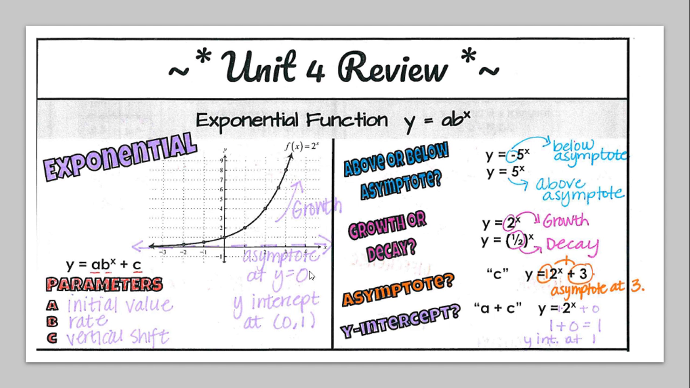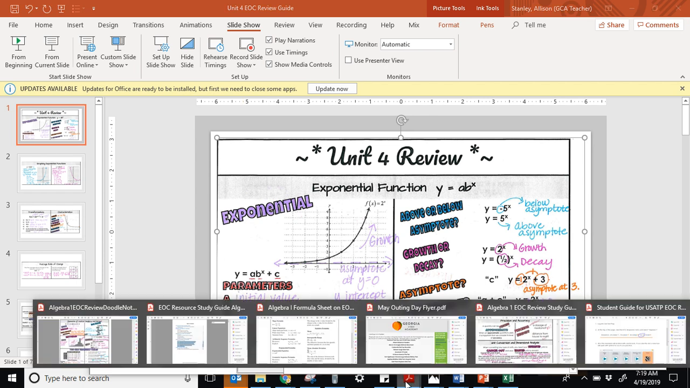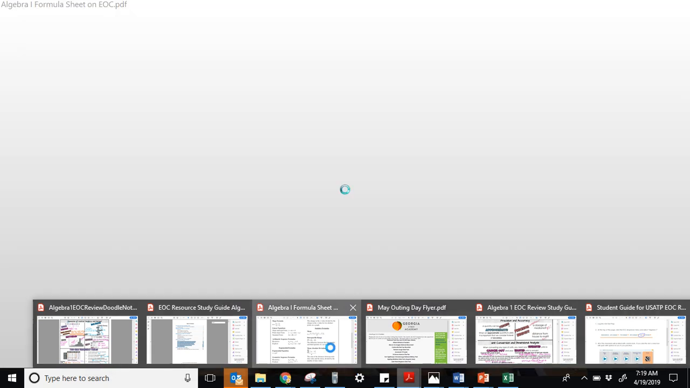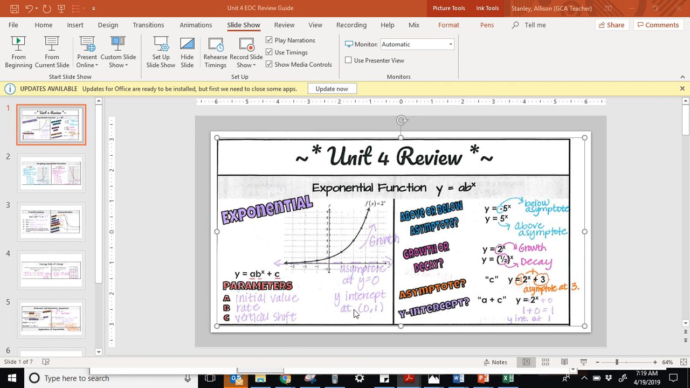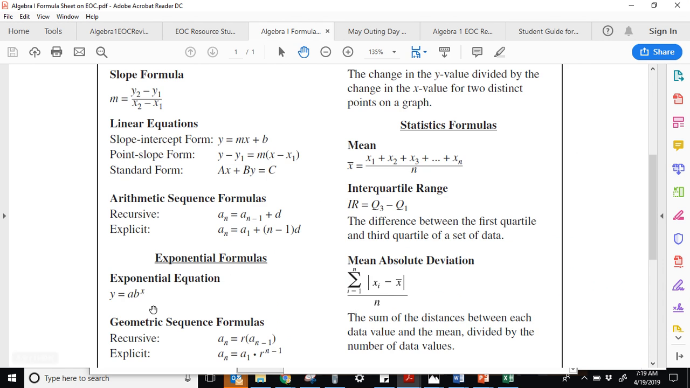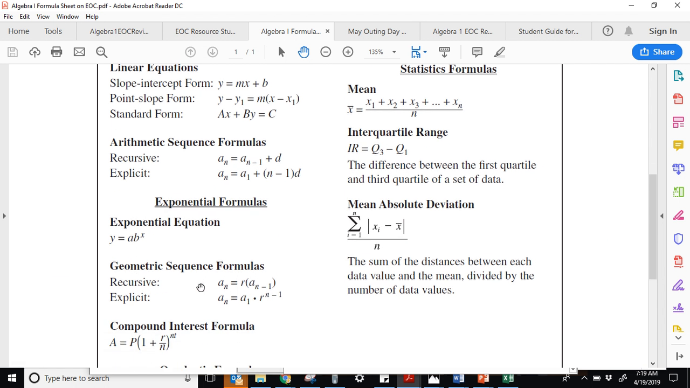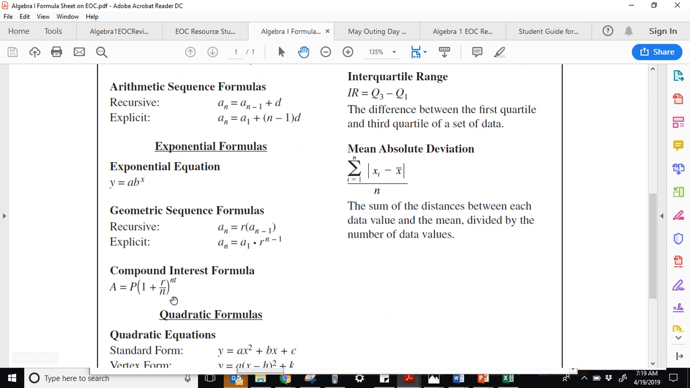I want to show you really quick what you would see on your EOC on the formula sheet in terms of your exponential functions. So if we pull that up really quick, here you can see you've got that same function given to you for that parent function. Also under exponential functions, you have your recursive formula and your explicit formula, and you also have compound interest.